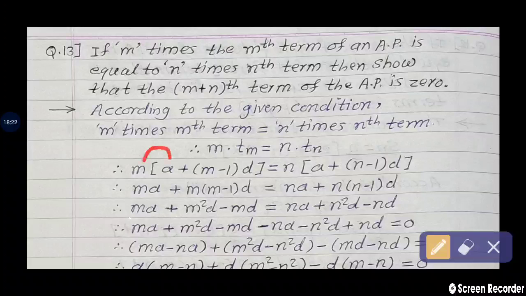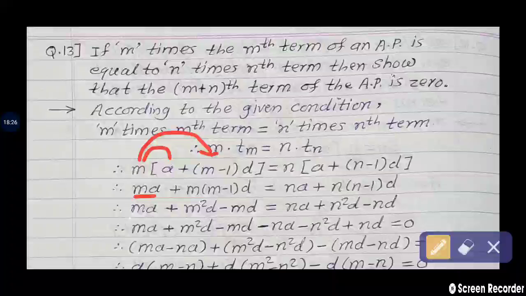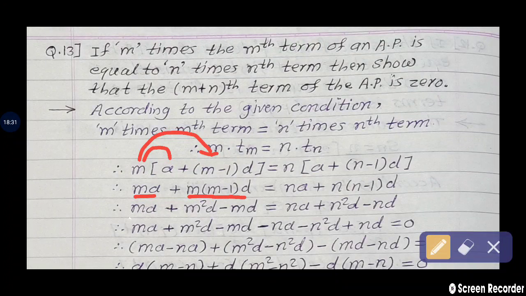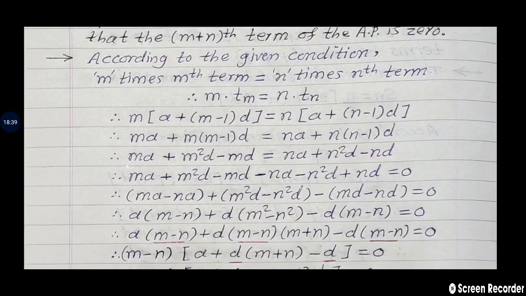m multiplied by a means ma, plus m multiplied by the second term, that is m multiplied by m minus 1 into d, is equal to n multiplied by a means na, and n multiplied by the second term, that is n into n minus 1 into d. Solve step by step.